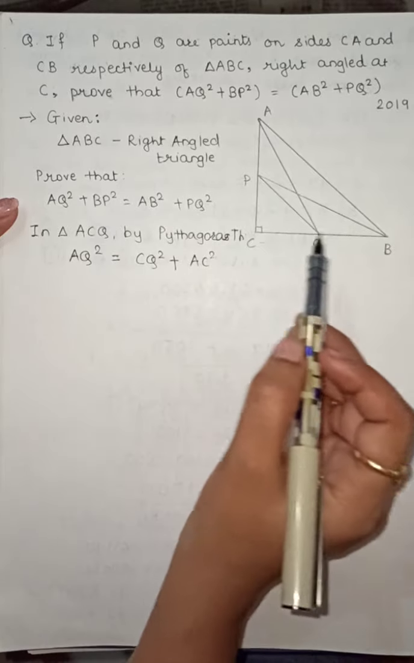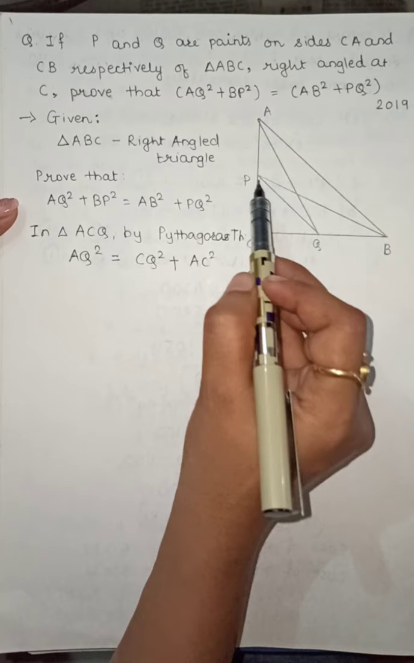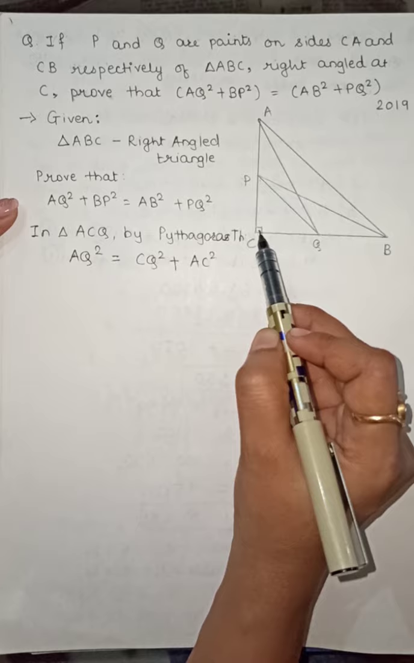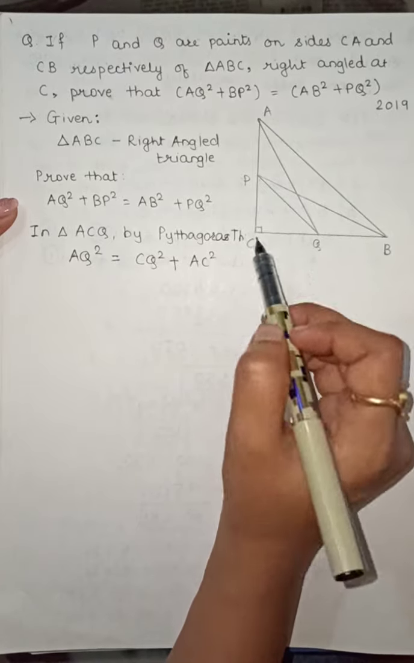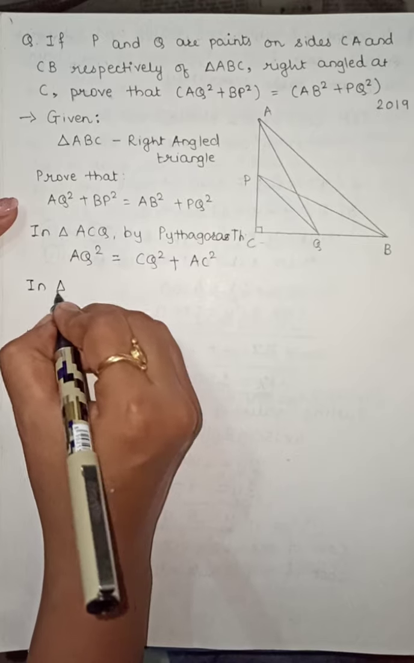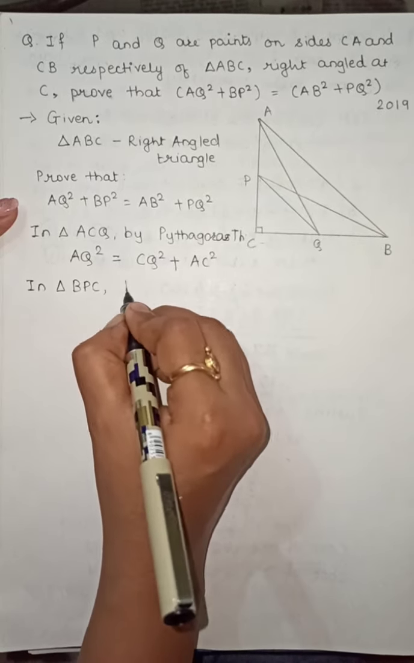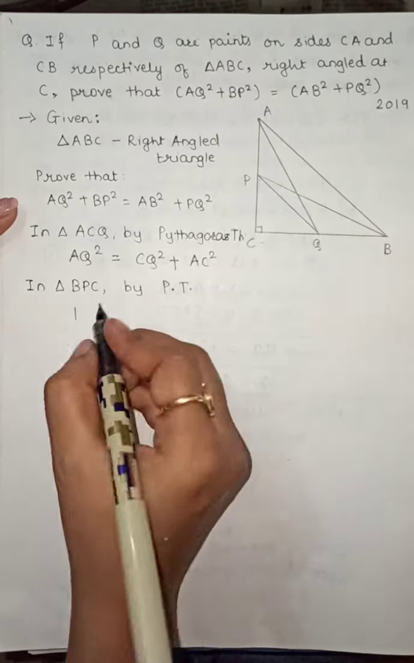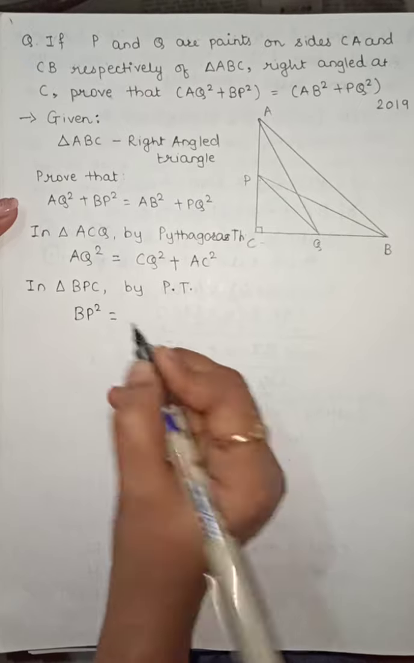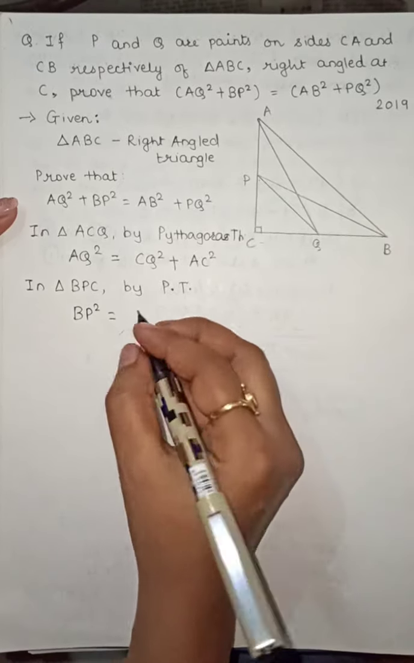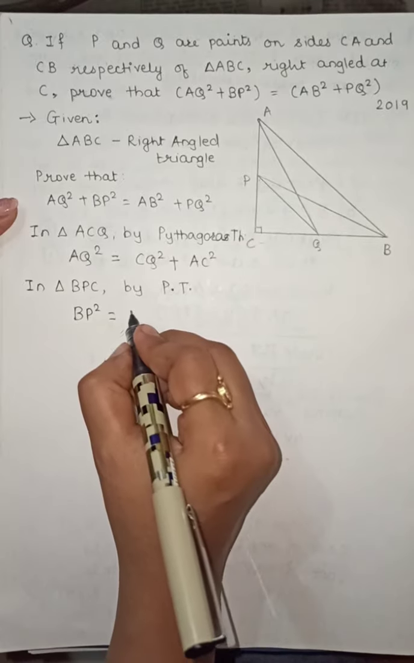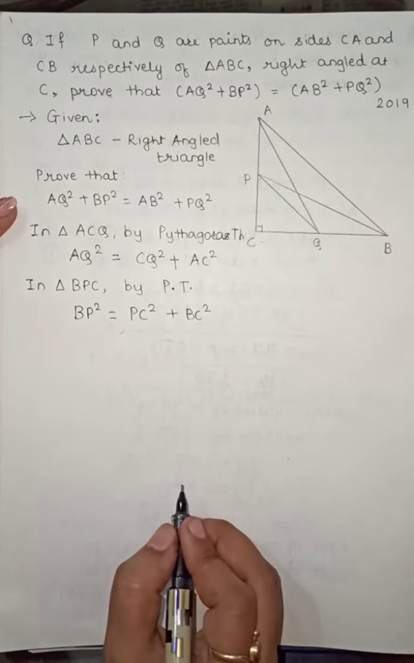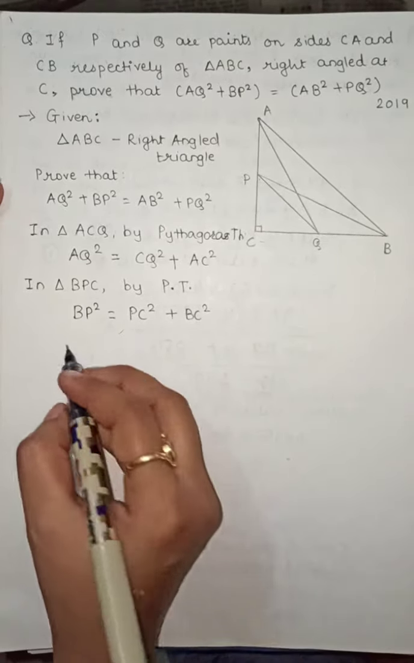Next one, BP square. Now BP is a part of which triangle? PCB. Again right angle at C. So I can apply Pythagoras theorem in triangle BPC. Write down similarly, in triangle BPC by Pythagoras theorem, here BP is the hypotenuse, so BP square is equal to BC square or PC square, the base. You can interchangeably take the base and height since they are perpendicular to one another. So PC square plus BC square.